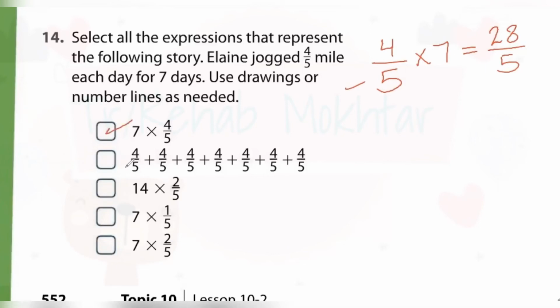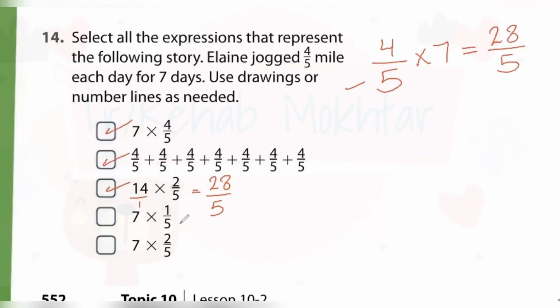By using repeated addition, we know that multiplication means repeated addition. I will add 4 out of 5 seven times. 1, 2, 3, 4, 5, 6, 7. Yes, this is correct. 14 times 2 out of 5, I don't know, I will just multiply. If I get the same answer, it will be correct. 14 times 2 equals 28. And here, the denominator is 1. 1 times 5 equals 5. So the same answer, so this answer is correct.